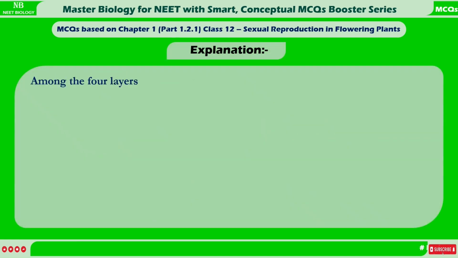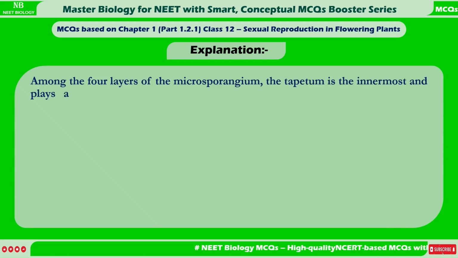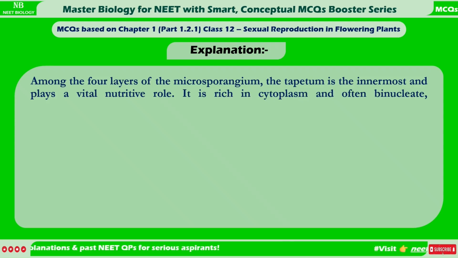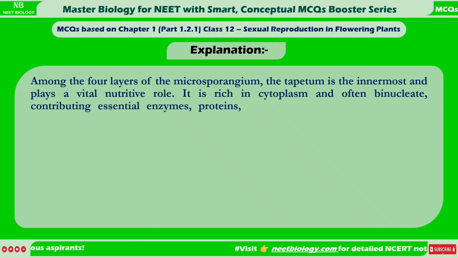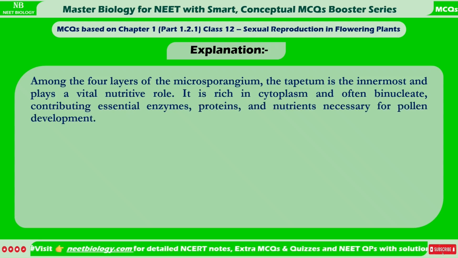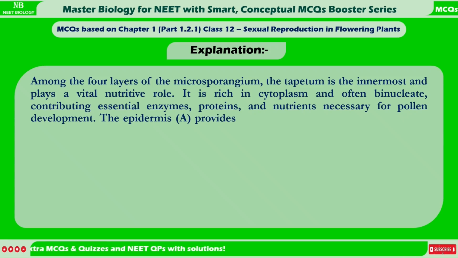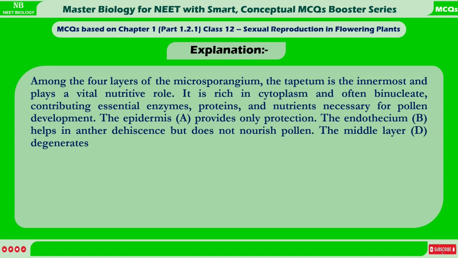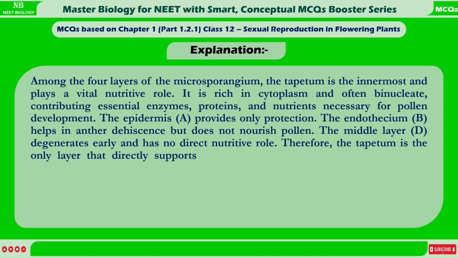Explanation. Among the 4 layers of the microsporangium, the tapetum is the innermost and plays a vital nutritive role. It is rich in cytoplasm and often binucleate, contributing essential enzymes, proteins, and nutrients necessary for pollen development. The epidermis, A, provides only protection. The endothecium, B, helps in anther dehiscence but does not nourish pollen. The middle layer, D, degenerates early and has no direct nutritive role. Therefore, the tapetum is the only layer that directly supports developing pollen, making C, tapetum the correct answer.